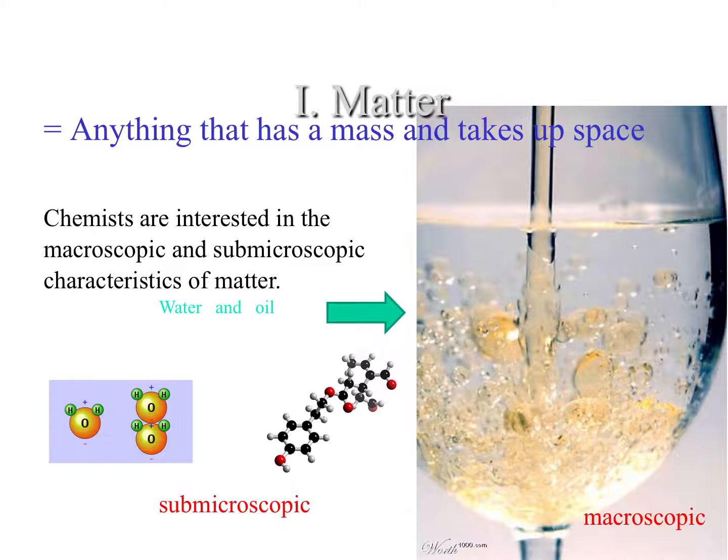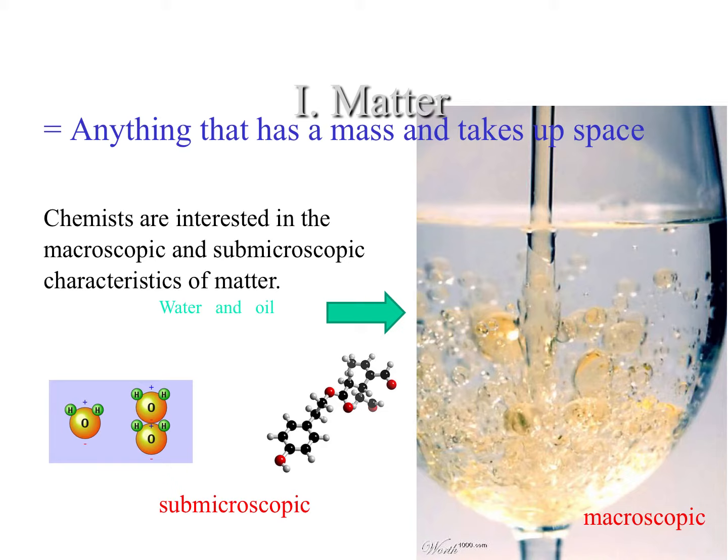Now, this other word, the macroscopic characteristics of matter, just means what we can actually see with our eyes. When we talk about there's oil, there's water, they don't appear to be mixing. The oil has a little bit of a yellow color. The water is clear. Physical properties. They're both liquids. Those are macroscopic properties. That's a macroscopic description of what's there.